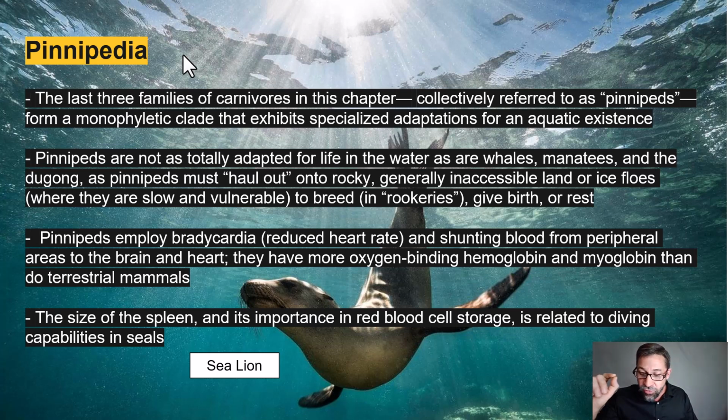Pinnipeds have evolved an exquisite array of adaptations to allow them to embark on long, deep dives, including bradycardia. They're able to reduce their heart rates, with the shunting of blood from peripheral areas to the brain and the heart, which need warmth and oxygen the most. Pinnipeds have more oxygen-binding hemoglobin and myoglobin than do terrestrial mammals, and they have these massive spleens, which are really important for red blood cell storage on these deep dives.